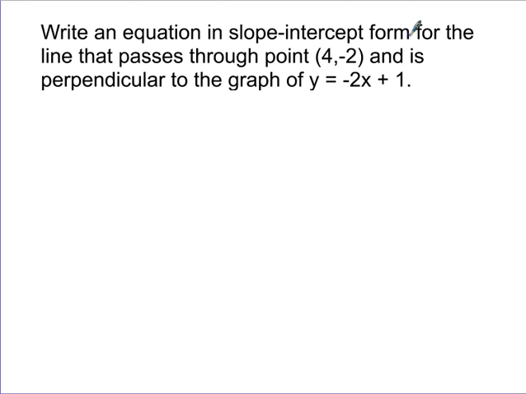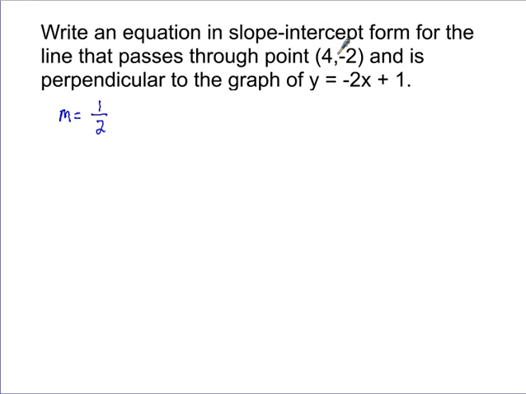Write an equation in slope-intercept form for the line that passes through (4, -2) and is perpendicular to the graph of y equals -2x plus 1. So if I want the perpendicular slope of -2, then I would take the reciprocal, which is 1/2, and make it the opposite sign. Since this one is negative, my perpendicular slope needs to be positive. So the slope of the line that I want to write the equation for would be a positive 1/2.